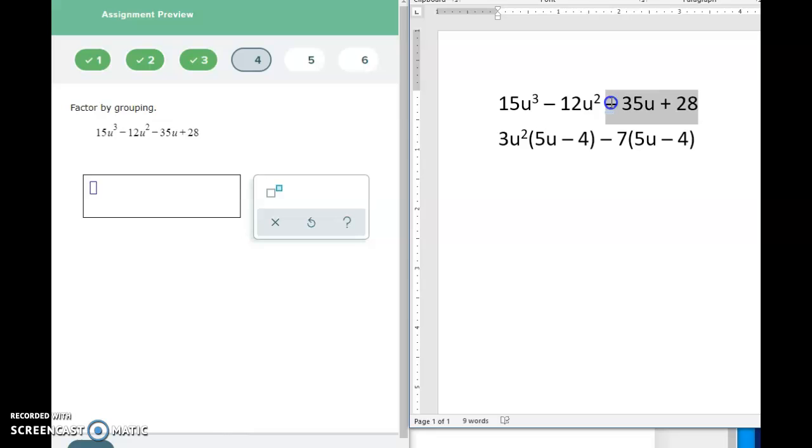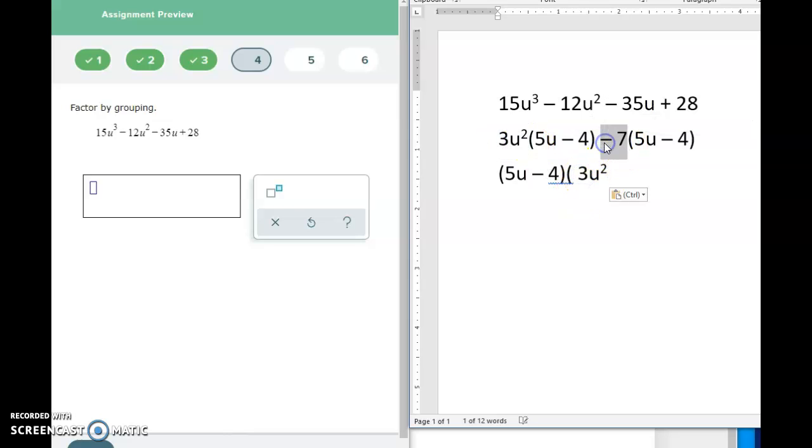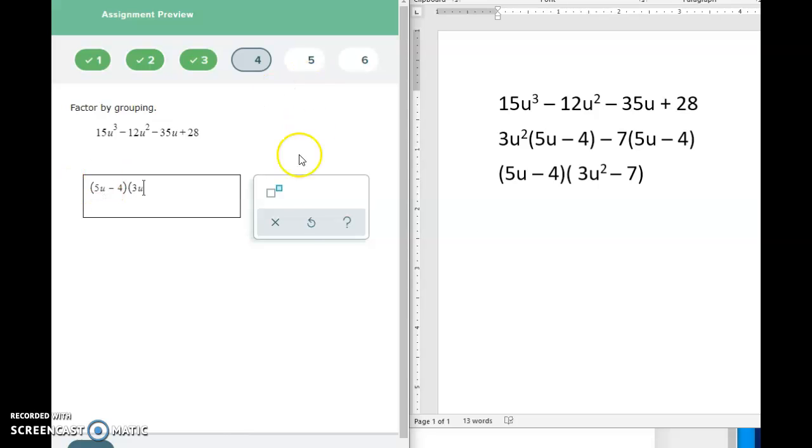So for the second set of parentheses, we'll take out a negative 7. Negative 35u divided by negative 7 is a positive 5u, positive 28 divided by negative 7 is a negative 4. Good news, I've got a GCF of 5u minus 4, and what I am left with are my coefficients of 3u squared minus 7. And that's going to be my answer: 5u minus 4, and then 3u squared minus 7.